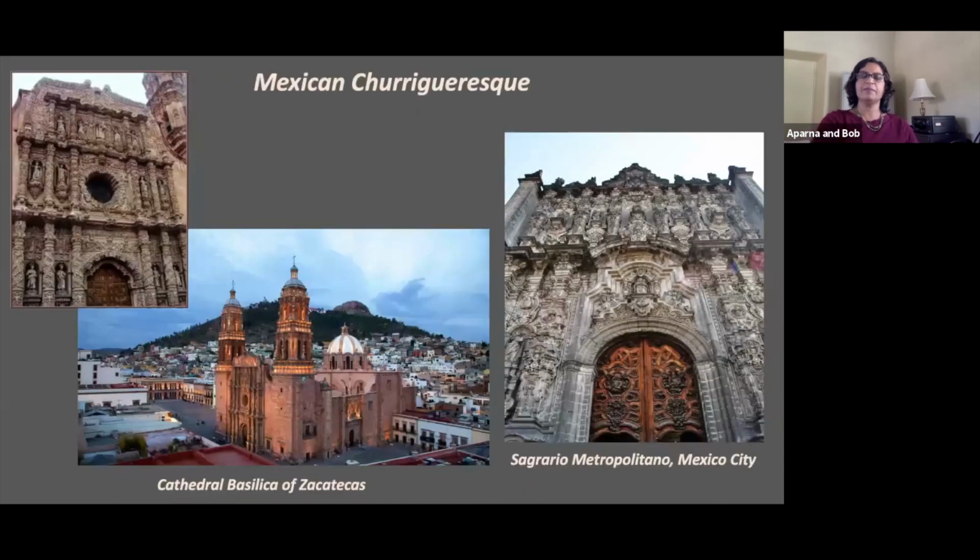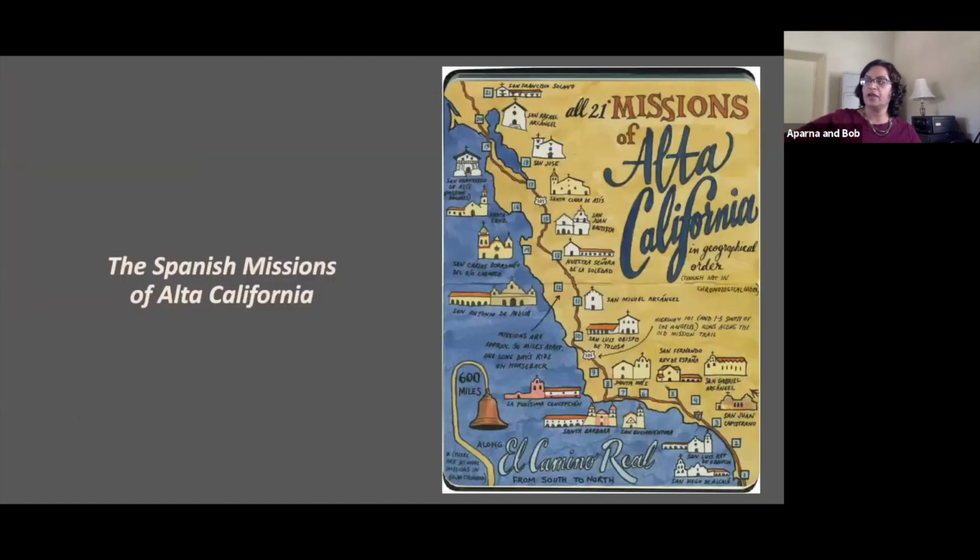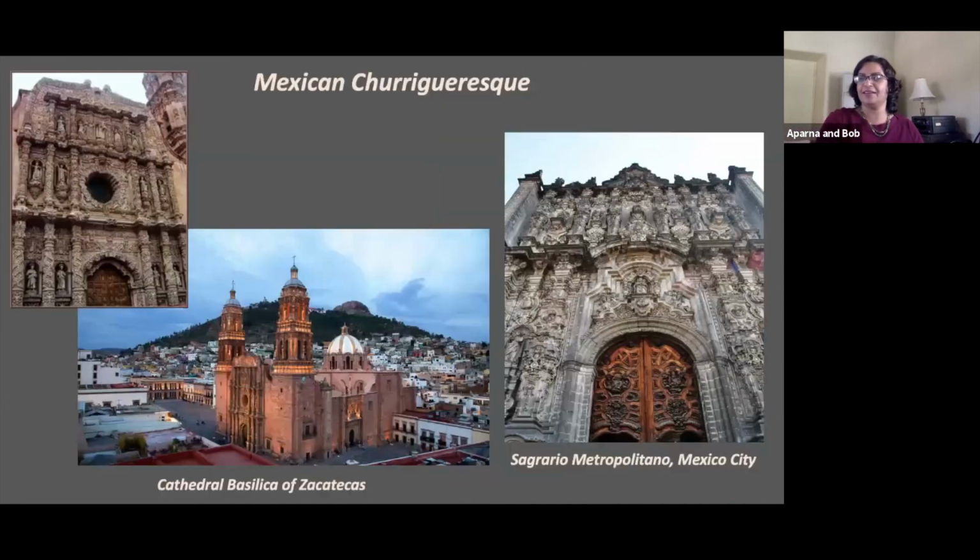The next style that became popular in Mexico was the Mexican Churrigueresque. This evolved around the late 17th century and continued all the way to the mid 18th century, and it was very popular in Mexico. Some of the buildings that were built around that time were in the ultra Baroque style, as you can see, and it had very elaborate ornamentation. And here, the Cathedral Basilica of Zacatecas and Sagrario Metropolitano.